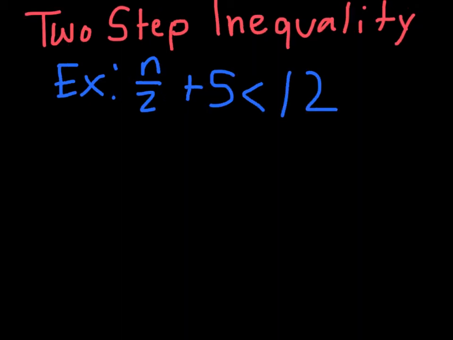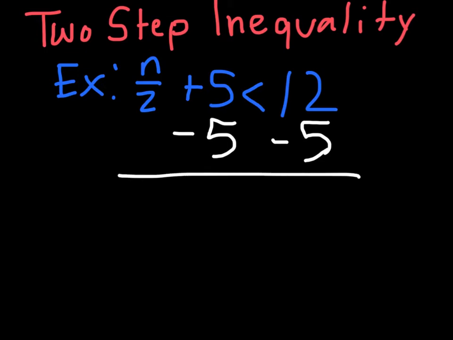For our next problem, we will be doing a two-step inequality. It is n over 2 plus 5 is less than 12. For our first step, we need to subtract 5 from both sides. That would be equal to n over 2 is less than 7.